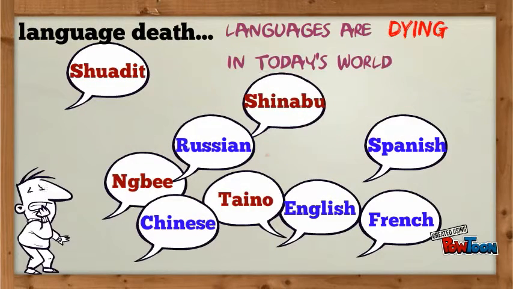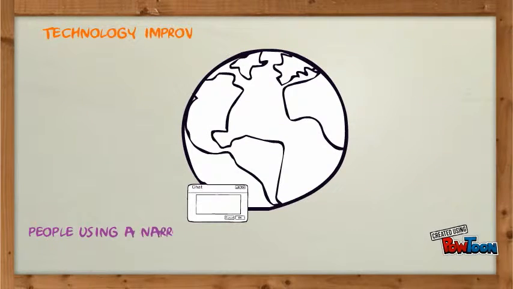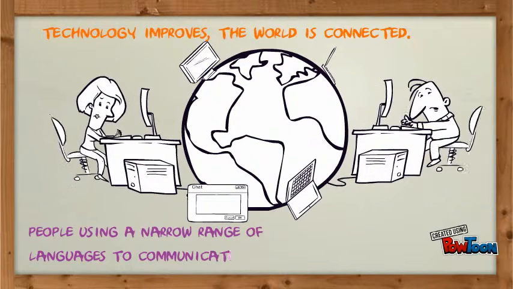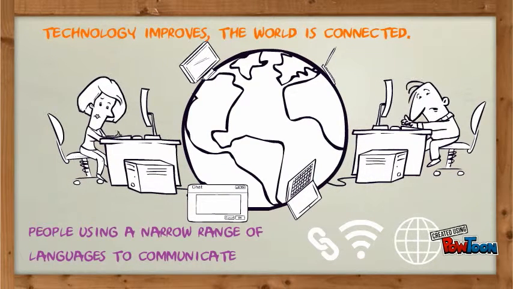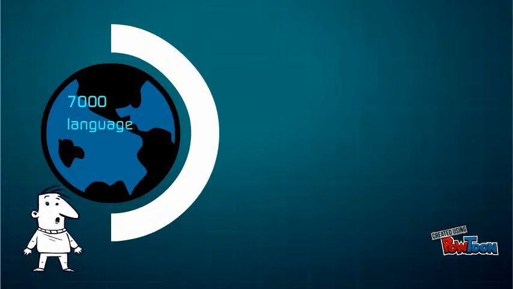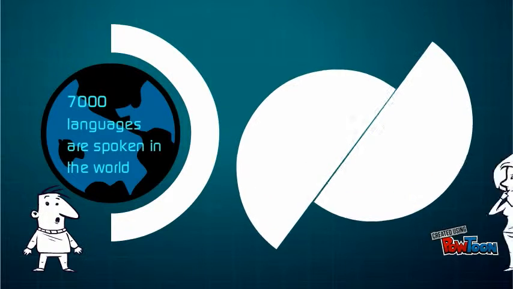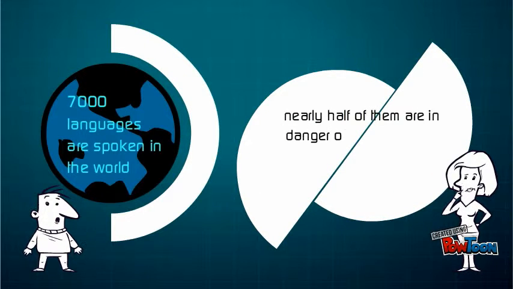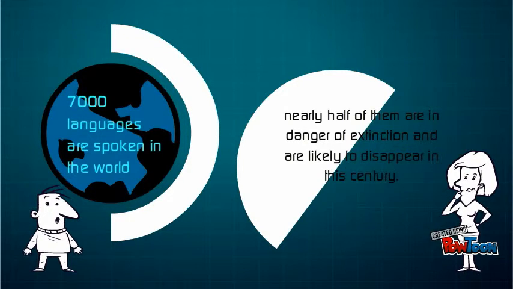Languages are dying in today's world. As technology improves rapidly, almost everywhere on Earth is connected. People tend to use a narrow range of languages to communicate. Of the estimated 7,000 languages spoken in the world today, nearly half are in danger of extinction and are likely to disappear in this century.